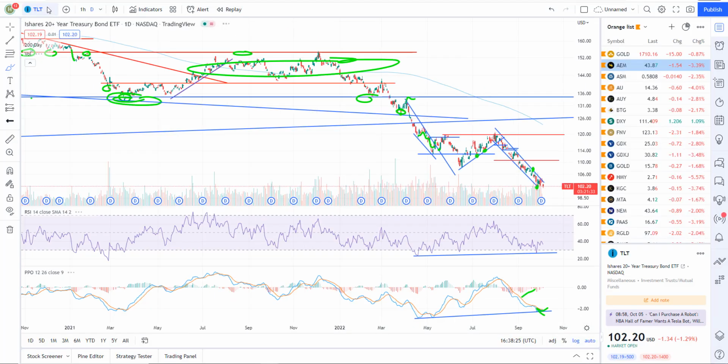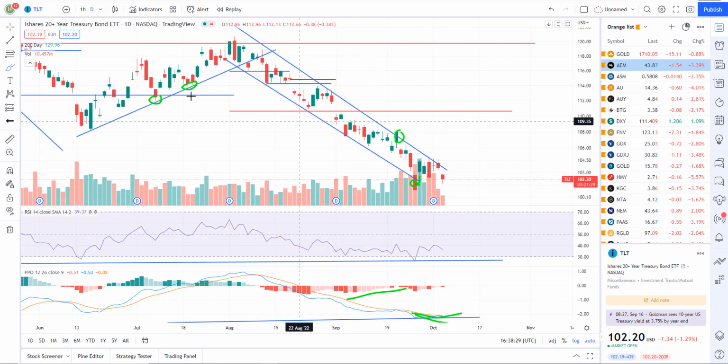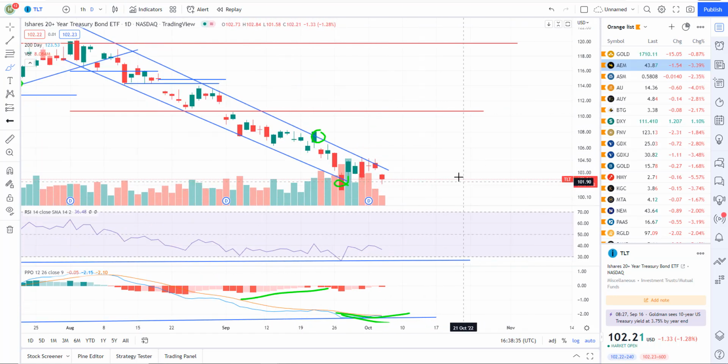Okay, let's look at the bonds. TLT again. Look at this. This is the reason why I think we get more downside. The long bond is continuing to trend downward. No reversal in sight. So as pressure continues to get put on rates, as rates are rising, that puts pressure on tech stocks, because tech is priced on rates, and rates have a big impact on those growth stocks.